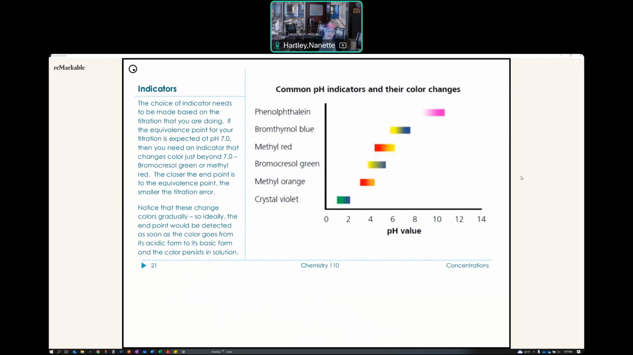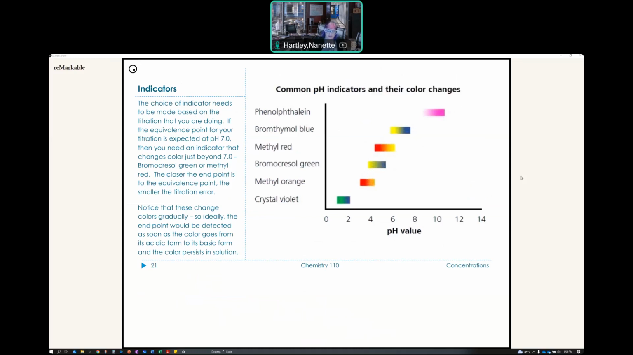So we have to pick an indicator that's within the right range that will change past the equivalence point we're trying to detect. So if the change that we're looking at happens like right in this range right here, we've got to pick something that changes in that range, but it needs to change past this. So we can't pick this one. We can't pick the one that's below it. We've got to pick the one that's above it because it has to happen past. So we have to make the best choice we can make.